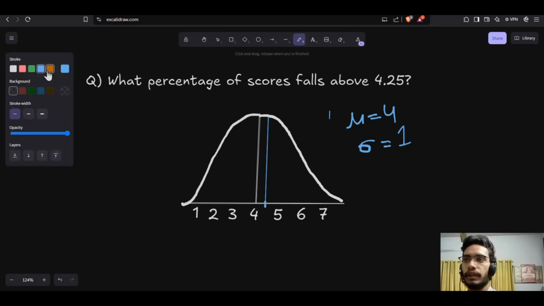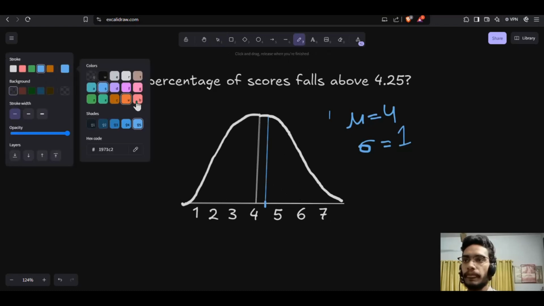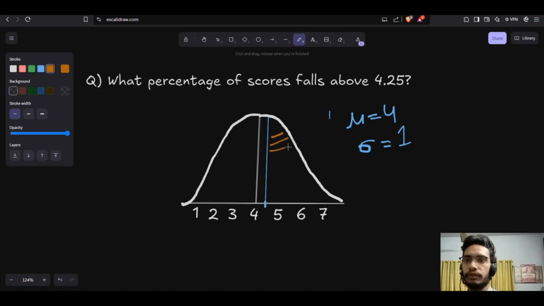So let me just draw if I can. So we are concerned about this region, right? We are concerned about this region. We need to find out what percentage of values are present in this region, right? In this region. Now, how are we going to calculate it? That's really kind of a simple thing.